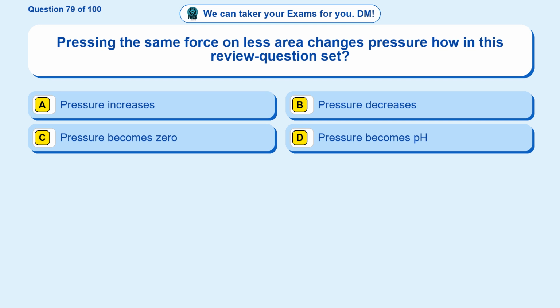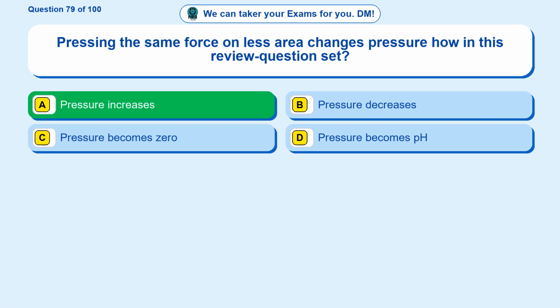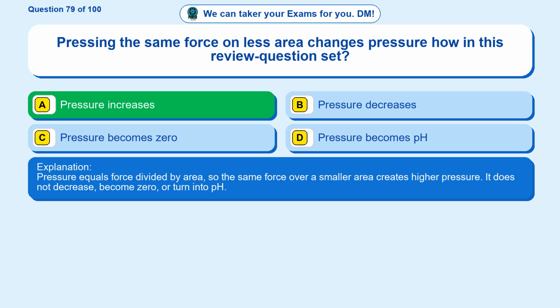Question 79. Pressing the same force on less area changes pressure how in this review question set? Option A, pressure increases. Option B, pressure decreases. Option C, pressure becomes zero. Option D, pressure becomes pH. The correct answer is option A. Pressure increases. Pressure equals force divided by area, so the same force over a smaller area creates higher pressure. It does not decrease, become zero, or turn into pH.